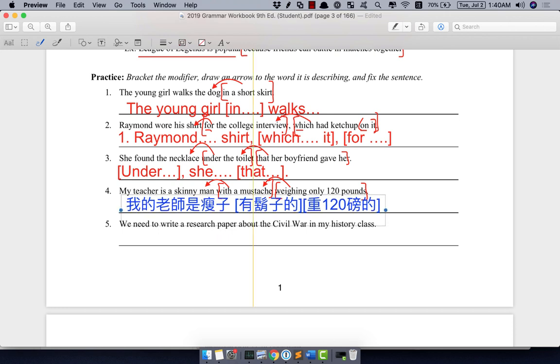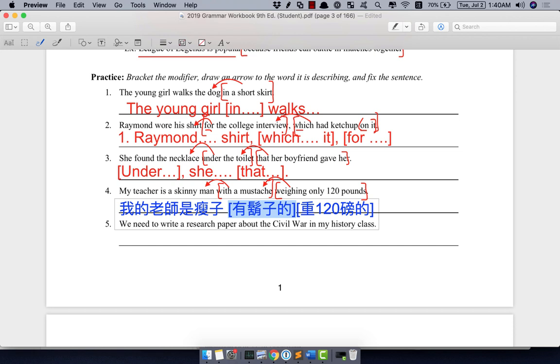So the original sentence says 有胡子的 describes skinny man. So where do you put 有胡子的? Before skinny man. 我老师是有胡子的瘦子. That looks right. Now, 重120磅, this describes mustache. And so in English, you move that to before mustache. So, 我老师是有重120磅的胡子的瘦子. And that doesn't make sense, right? So, that's wrong.